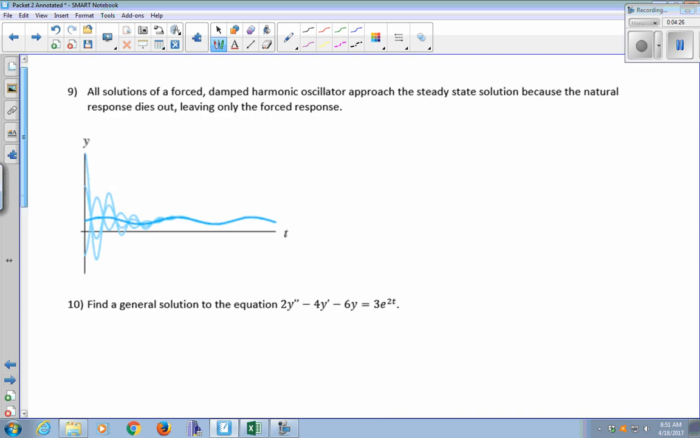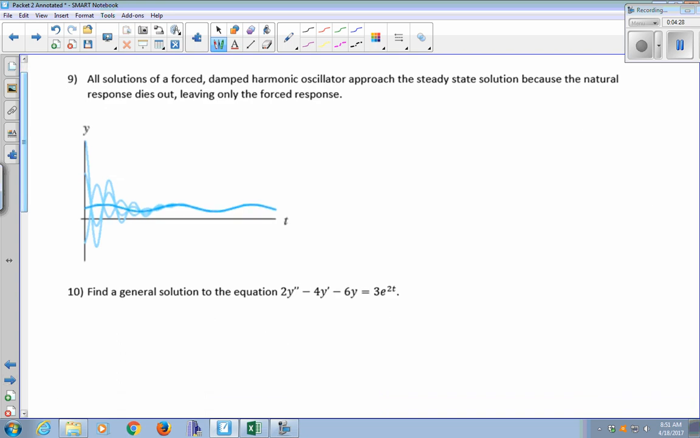So this is kind of what it looks like. If you have a forced damped harmonic oscillator, eventually it all settles down to the forced response.